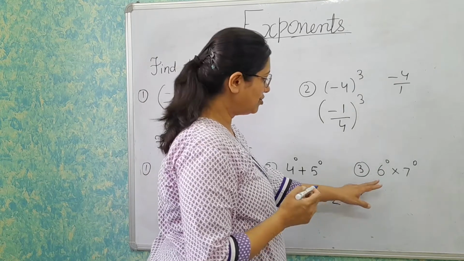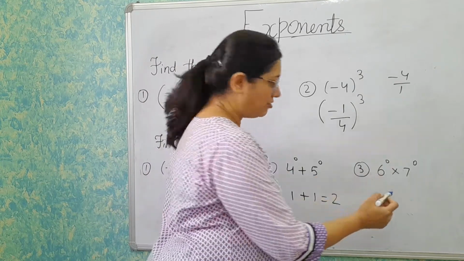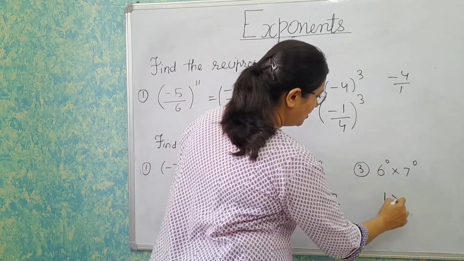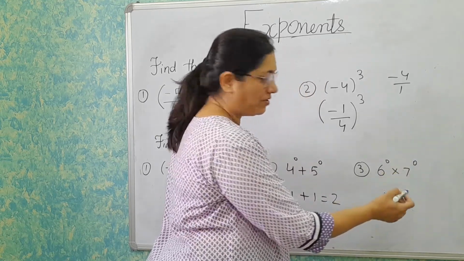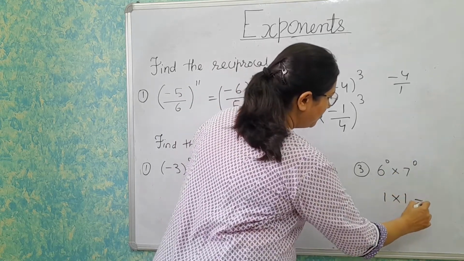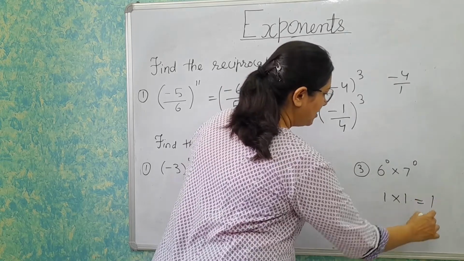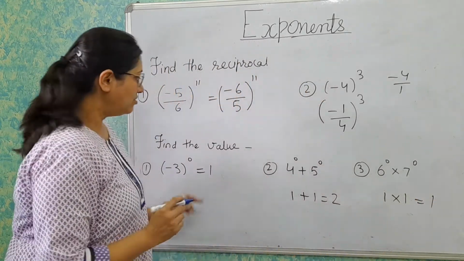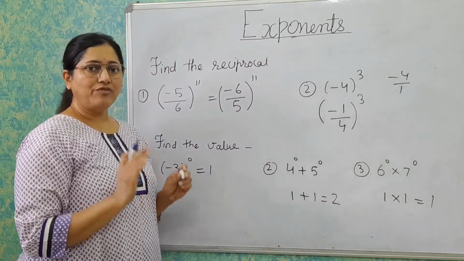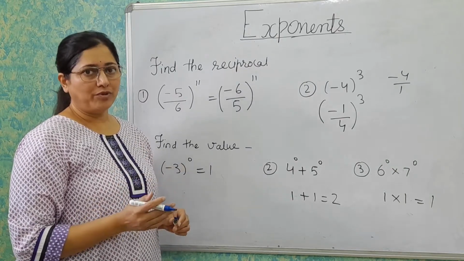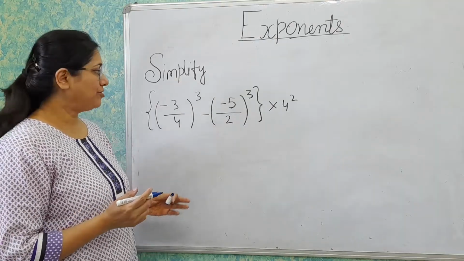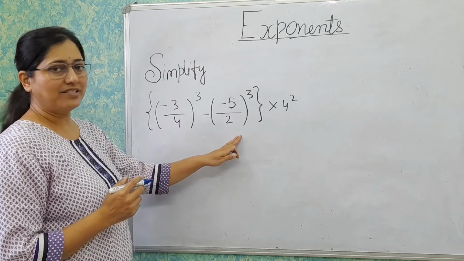In our last question, 6 raised to the power 0 is again equal to 1, multiplied by 7 raised to the power 0, again equal to 1, but this time 1 multiplied by 1 is 1. So these are quite easy questions if you know the law of exponents. Let's take one more question. We have to simplify this number.